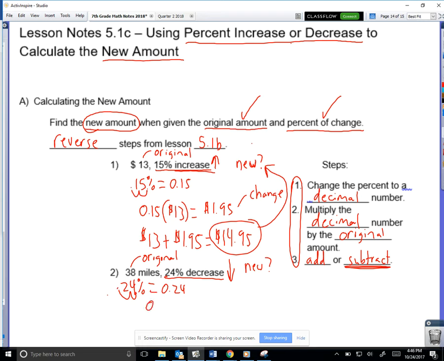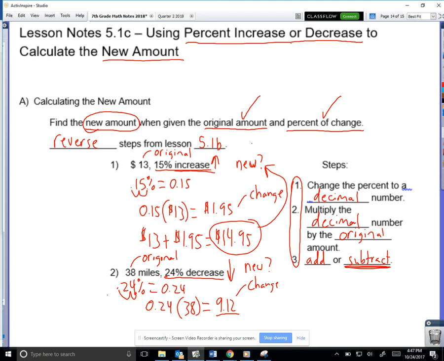Now we're going to do step number 2, multiply the decimal number by the original amount. So we're going to take 0.24 and multiply that by 38 miles. And that is going to give me 9.12 miles. Okay, so this is the change. If you have 38 miles and you have a 24% decrease, this is how much of a decrease it is. 9.12 miles, that's the change.